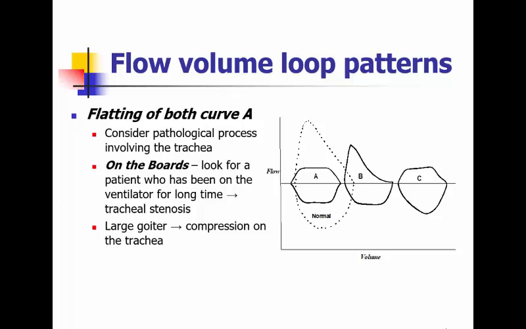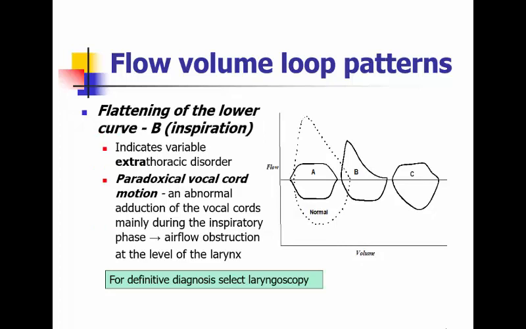For the sake of the exam, most probably it is going to be a patient who has been on the vent for a long time, causing tracheal stenosis, or a patient with a very large goiter causing compression of the trachea. Those are the two scenarios where you will see this pattern, which is flattening of the inspiratory and expiratory part of the curve. The flattening of the lower curve, which is the inspiratory, here on B, indicates a variable extrathoracic disorder.